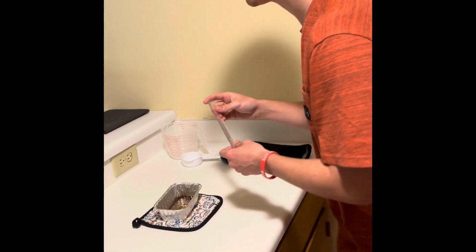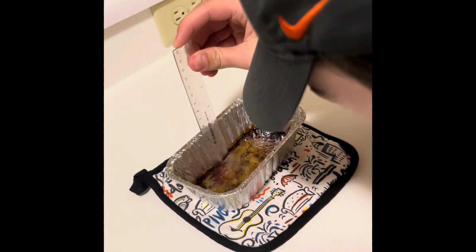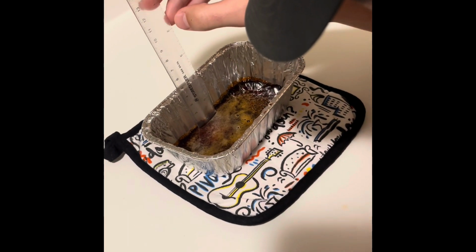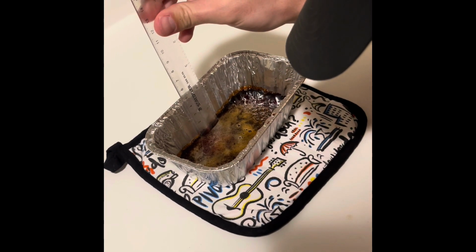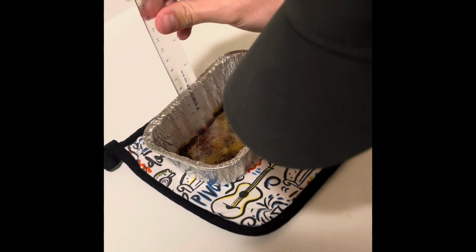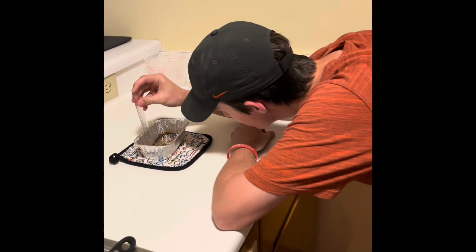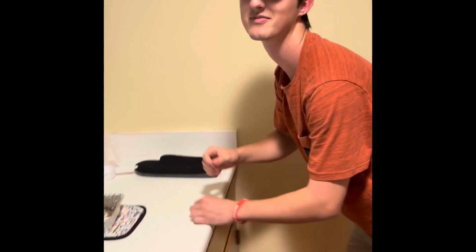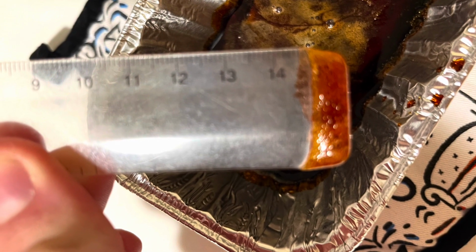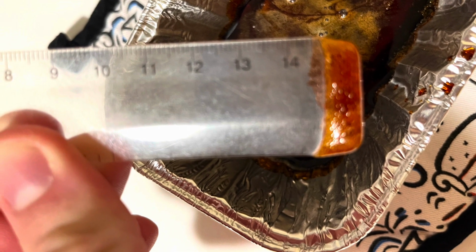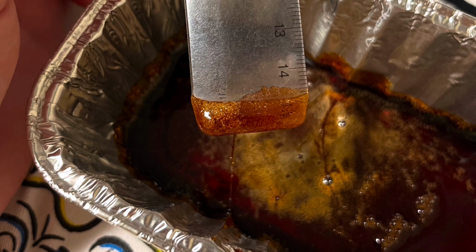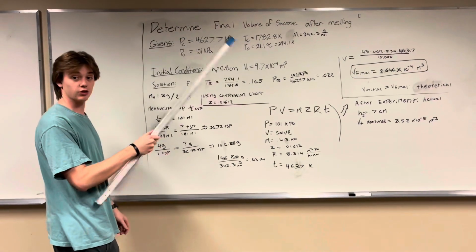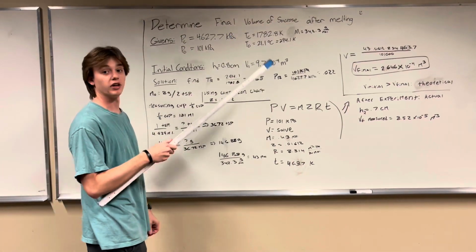All right, we're gonna measure the height of the liquid so we can determine the volume of it. Looks to be about 0.7, 0.6. Now that we've found the actual volume, we're going to calculate our theoretical volume and compare the two.